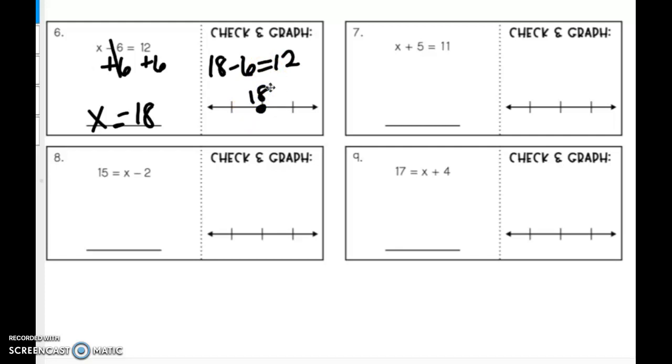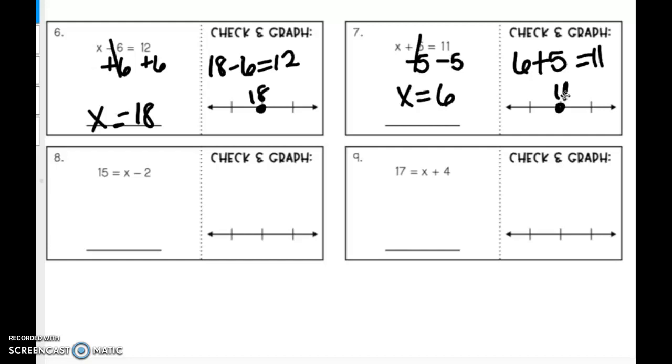Number 7. I'm going to show you again. We're adding 5. So the inverse of adding is subtracting 5. So minus 5, whatever we do to one side, we must do it to the other. Positive 5 minus 5 is 0, so that cancels out. We're left with x, and 11 minus 5 is 6. So now we're going to go over here to check it. We would do 6 plus 5 equals 11. We know that to be true, so we're just going to throw an 11 on there.